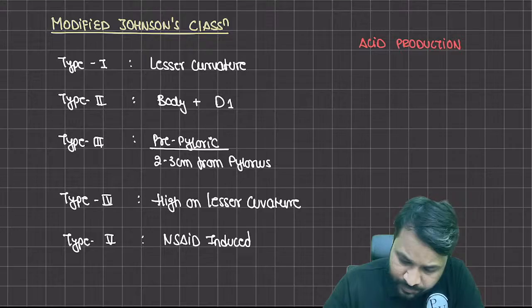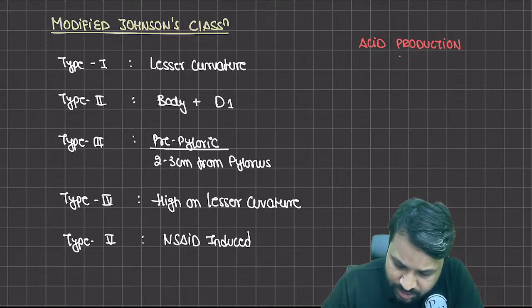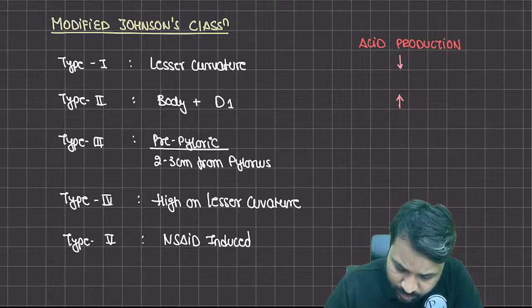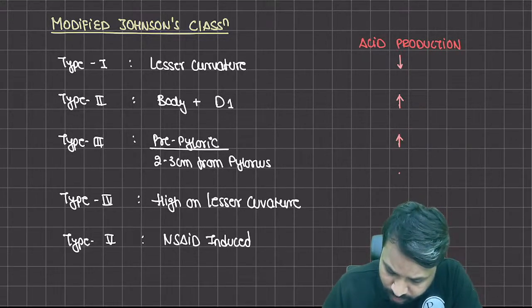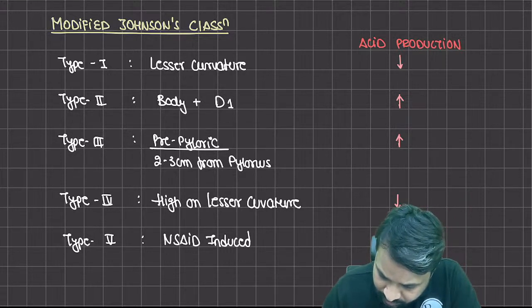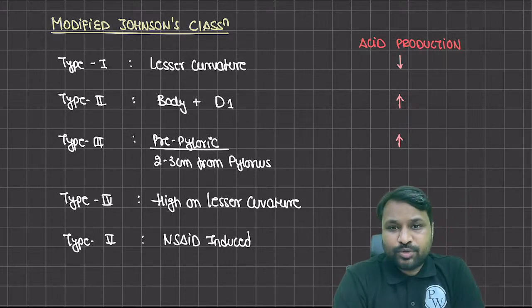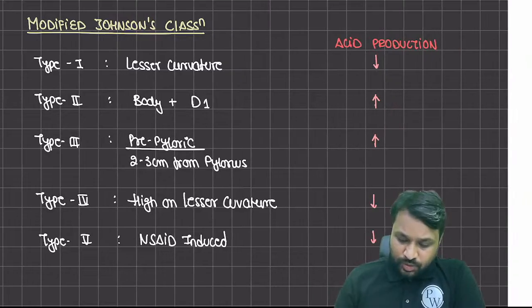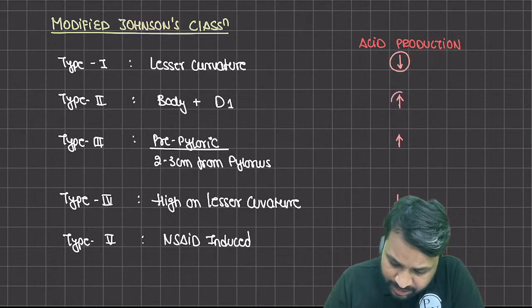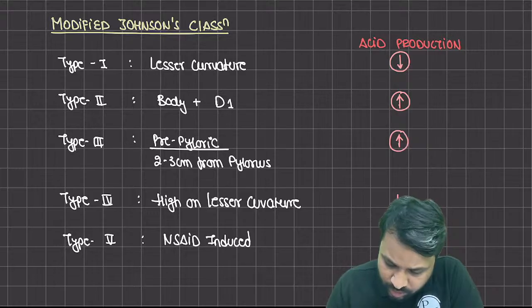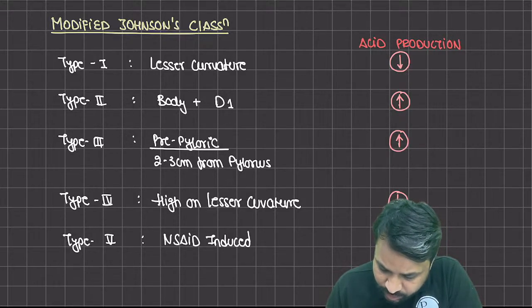each of these, remember, type 1 has low acid production. Type 2 is going to be high acid production. Type 3 is also going to be high acid production. Type 4 and type 5 are going to be low acid production. So when we talk about acid production per se, you will notice that type 1 is going to produce less. Type 2 and type 3, it is more. And type 4 and type 5, it is going to be less, right?